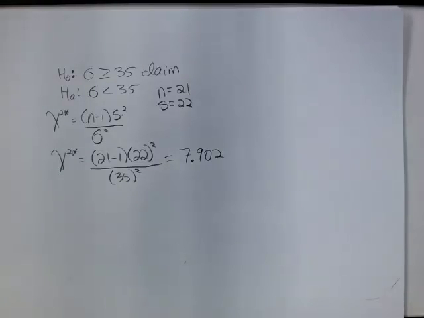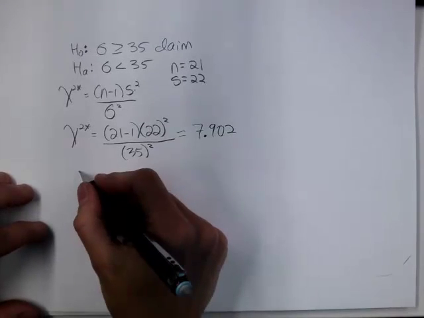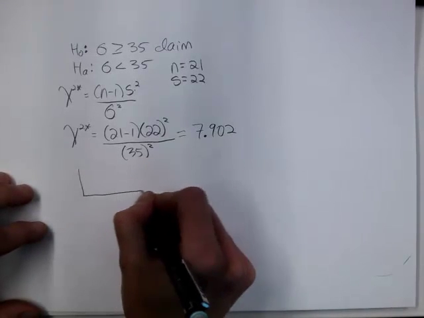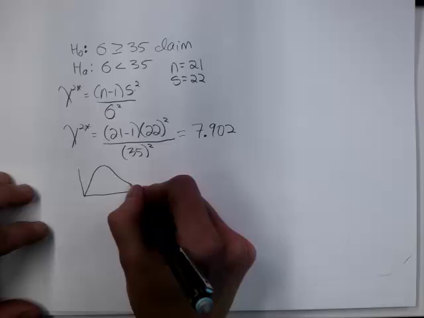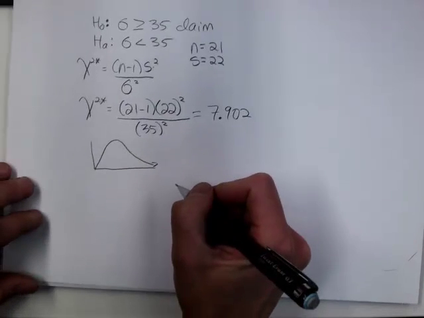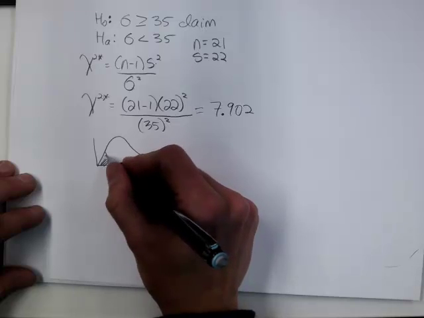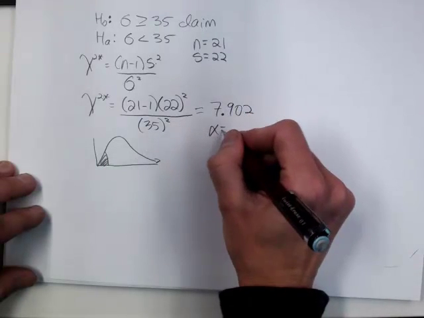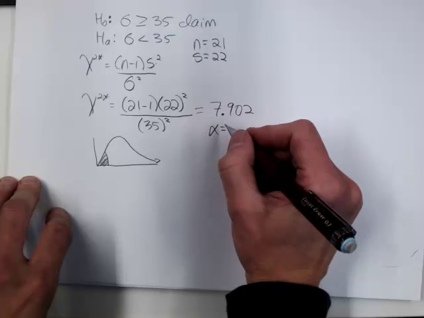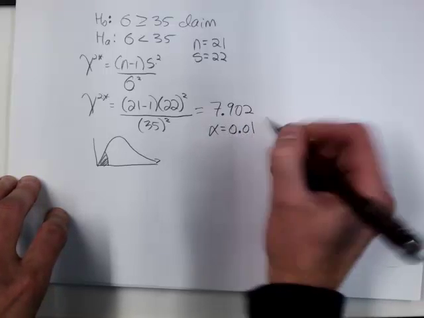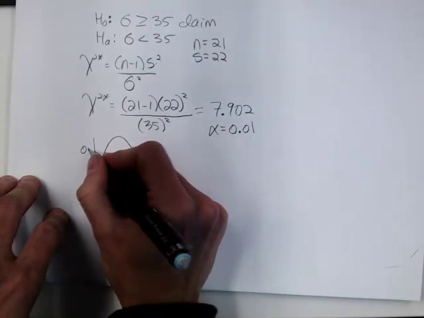All right, so let's find the critical value. This is a lower tail test. So I'm going to draw a skewed right distribution and shade a lower tail here. My level of significance given in the problem was 0.01. So I want 0.01 in this lower tail.